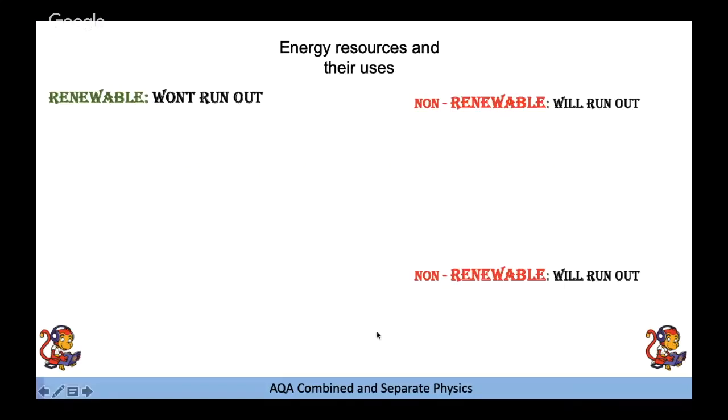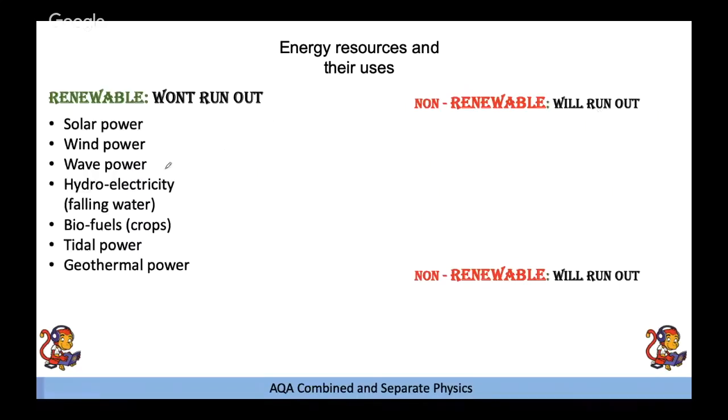Okay, energy resources and their uses. This is your renewable energies, non-renewable energies, that sort of thing. Renewable energies then, definition, they won't run out. Non-renewable, they will run out. Okay, so I'll put them into a few different categories. Let's look at some of these names here. Solar power, wind power, wave power, hydroelectricity. If you're not sure what that one is, hydro is kind of like a Greek word for water. That's falling water, so damming up rivers.